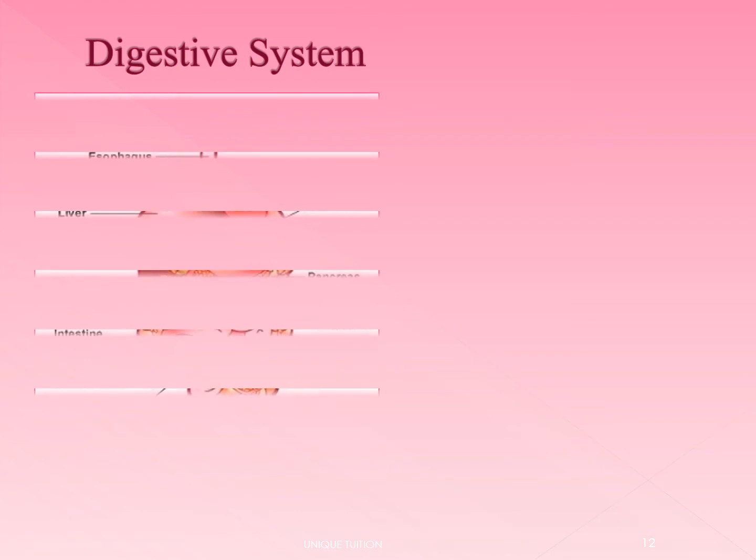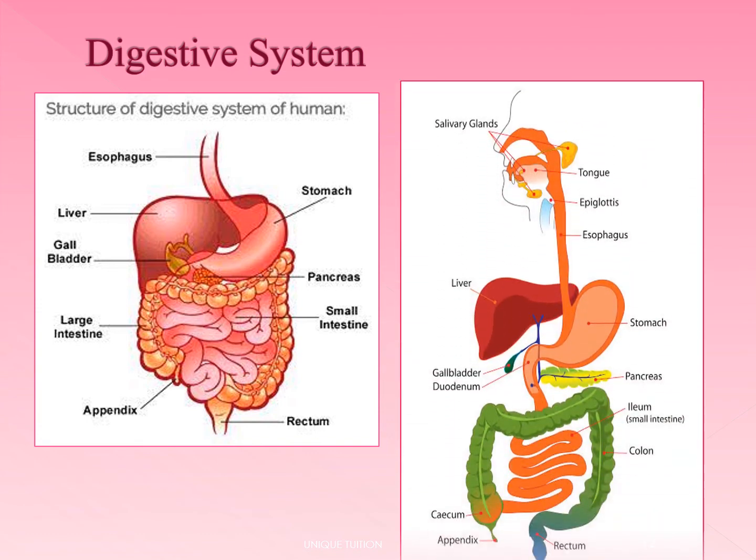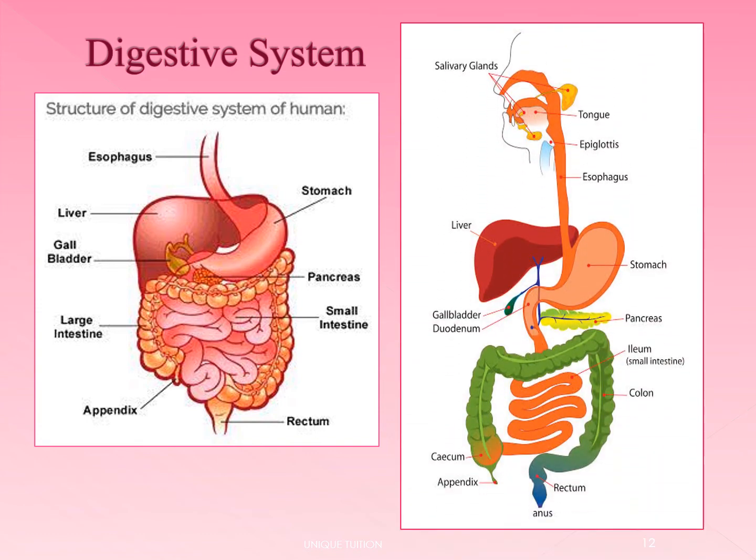The liver is a reddish-brown gland on the upper part of the right side of the abdomen. It is the largest gland in the body. It secretes bile juice, which is stored in a sac called the gallbladder, which plays an important role in the digestion of fats. A large cream-colored gland located below the stomach called the pancreas secretes pancreatic juice, which converts carbohydrates, fats, and proteins into simpler forms.